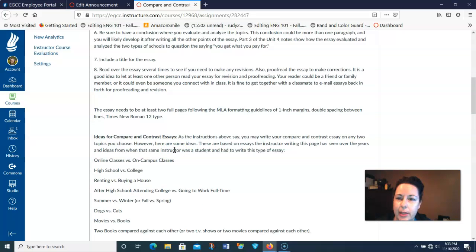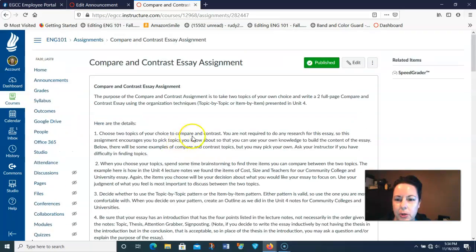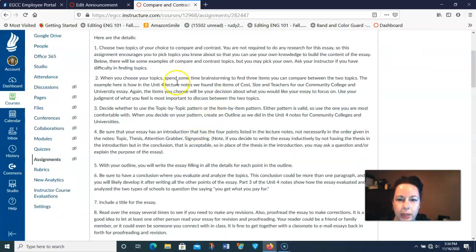If you feel like you have a really great two topics that you like to choose from, please let me know by Friday, and I will give you a yay or a nay on that. All right. So make sure that you are brainstorming, so you're able to find those three items that would be a minimum. And remember, this is only a two-page essay.